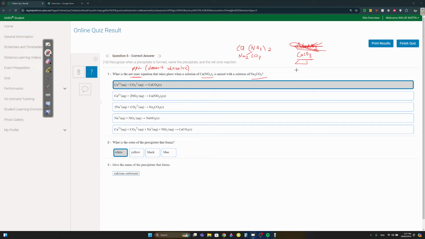Let's see. How do you write net ionic? Net ionic, you just split it up into ions. So you have Ca, you have CO3. You're going to say, Walid, I don't know what the charges are. I'm going to tell you, well, obviously it's multiple choice. That's the first thing. To form CaCO3, the first thing is it's multiple choice.